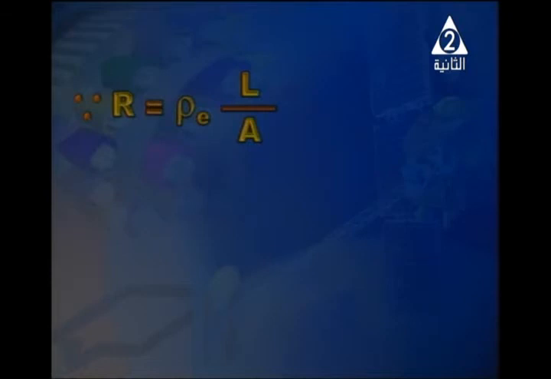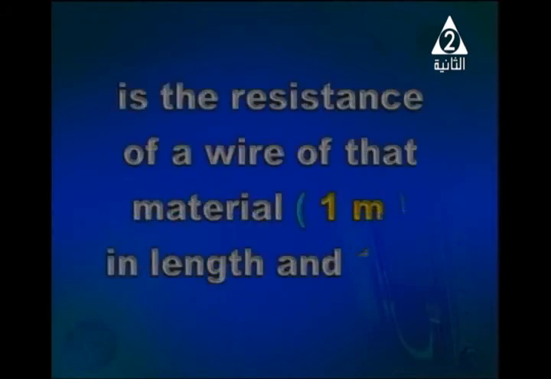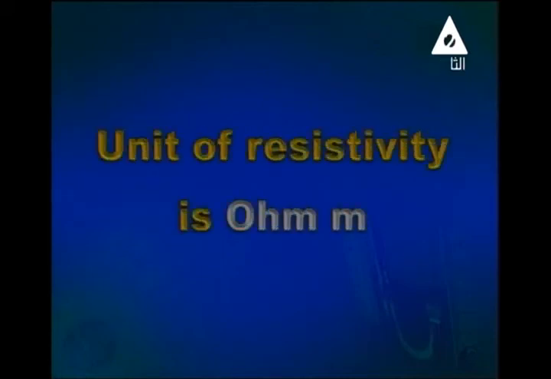Since R is equal to rho E L over A, the resistance will be equal to rho E when the length is equal to 1 meter and the area is equal to 1 meter squared. In this particular case, we can say the resistivity of a material is the resistance of a wire of that material, 1 meter in length and 1 meter squared in cross-sectional area, at that stated temperature. The unit of resistivity is the ohm meter, the product of ohm times meter.